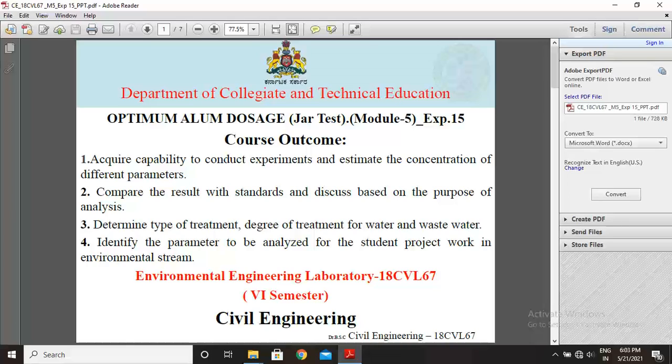And the title of subject is Environmental Engineering Laboratory. The subject code is 18CVL67. It comes in 6th semester of Civil Engineering Department.